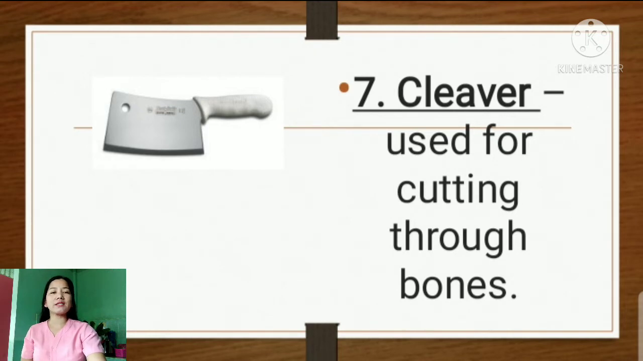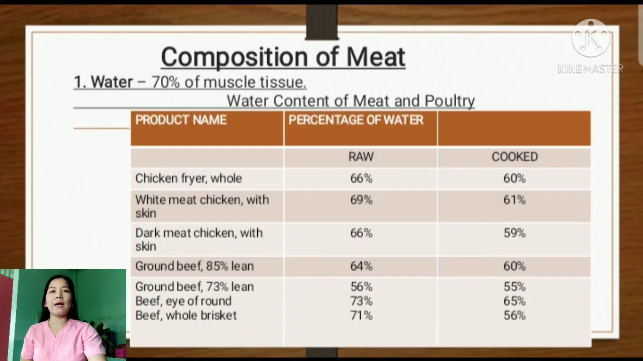Okay, let us discuss now the composition of meat. So, ano-ano nga ba ang bumubuo sa isang karne? The first one is water. Number one is water. 70% of the muscle tissue ng karne ay tubig. 70% of the muscle tissue is water.